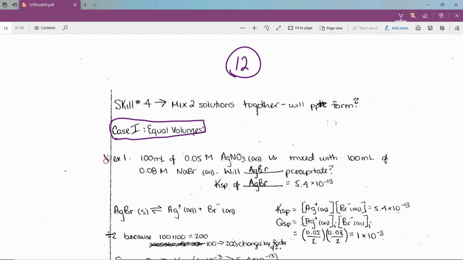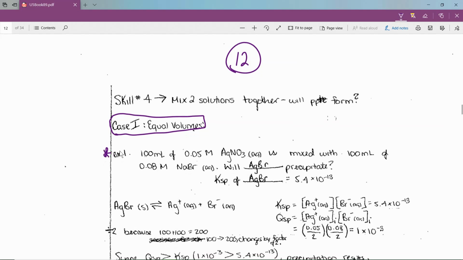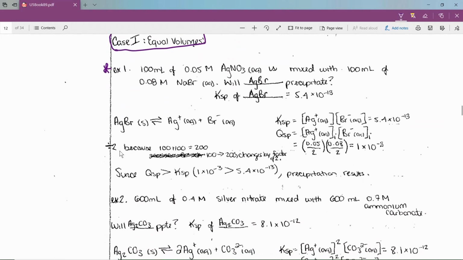So let's go and look at example 1 here. We have 100 mils of 0.05 molar silver nitrate. Okay, well, we got solution, then obviously, well, we said it's going to be aqueous. And it's mixed with 100 mils of 0.08 molar sodium bromide. Will something precipitate? Well, it's a double replacement reaction, but it's not going to be sodium nitrate, because nitrates never precipitate, nor do alkali metal ionic compounds. So if anything is going to precipitate, it's going to be silver bromide.